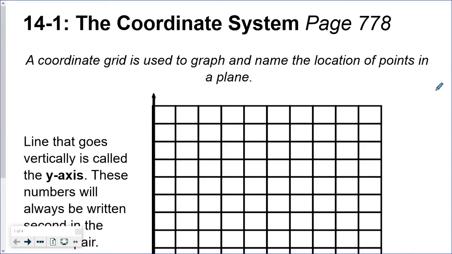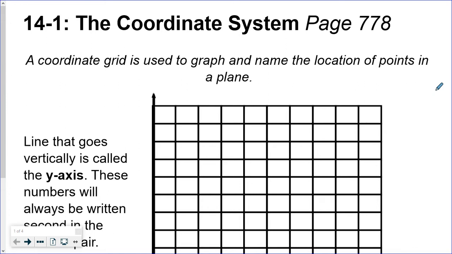Today we're going to take a look at lesson 14-1. It is entitled The Coordinate System, and this lesson is going to be found starting on page 778 in your textbook. Now, this chapter, although it's not a very long one, does introduce us to the idea of a coordinate grid or a coordinate plane.